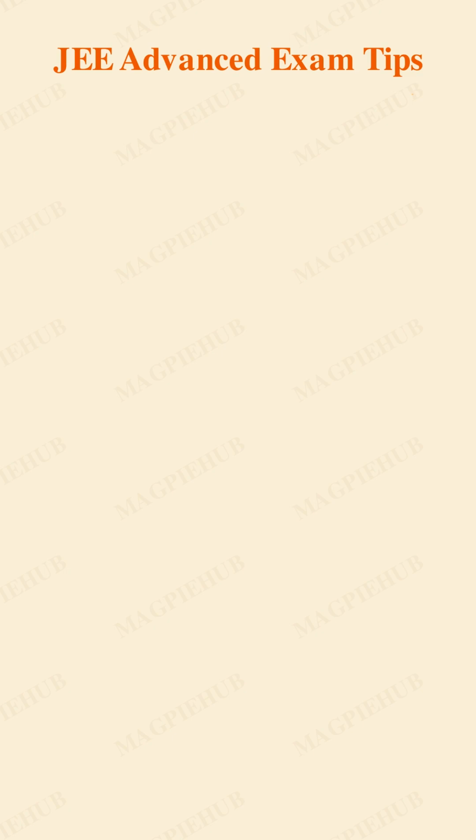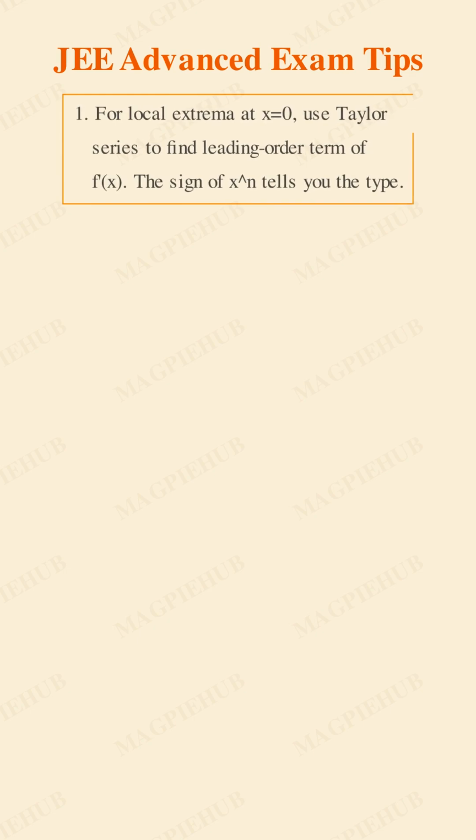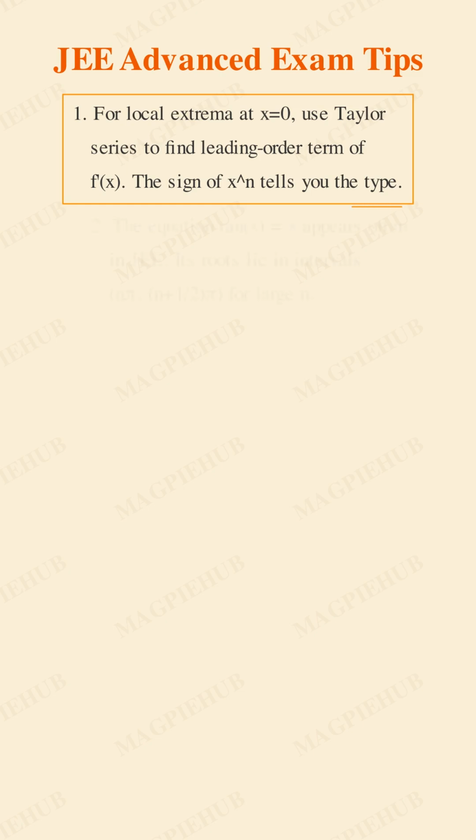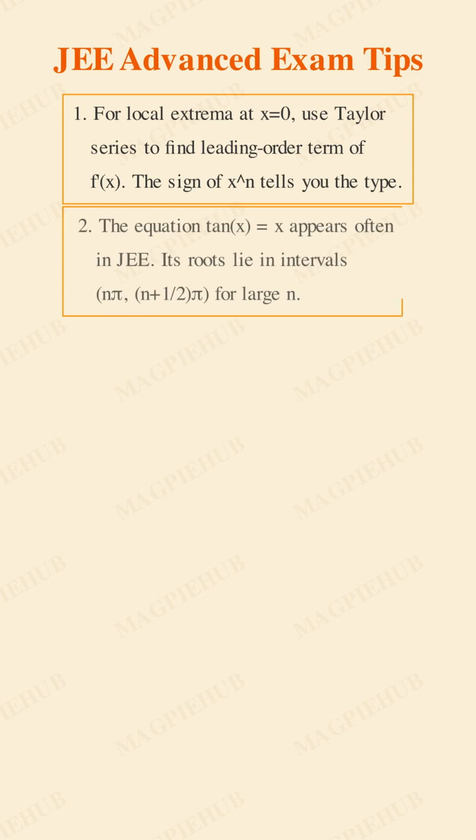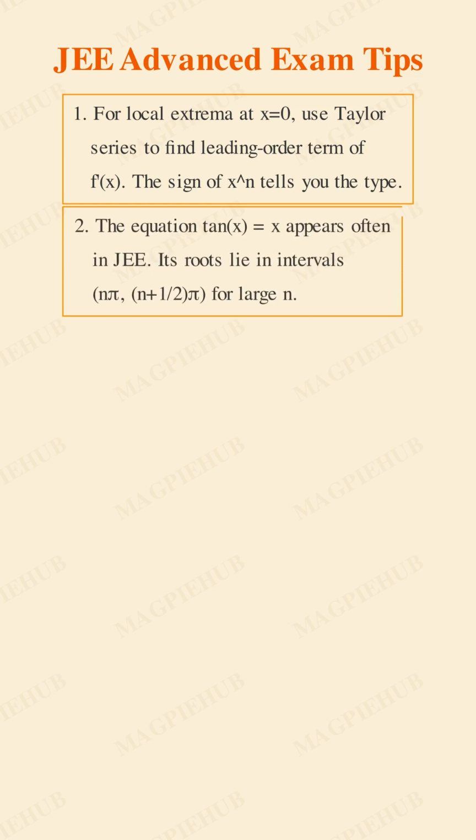Here are some important tips for JEE Advanced. Tip 1. For extrema at x equals 0, use the Taylor series of f prime. If the leading term is x cubed, the sign changes from negative to positive, indicating a minimum. Tip 2. The equation tan x equals x is a classic JEE problem. Its roots lie in the intervals n pi to (n plus half) pi for integer n.